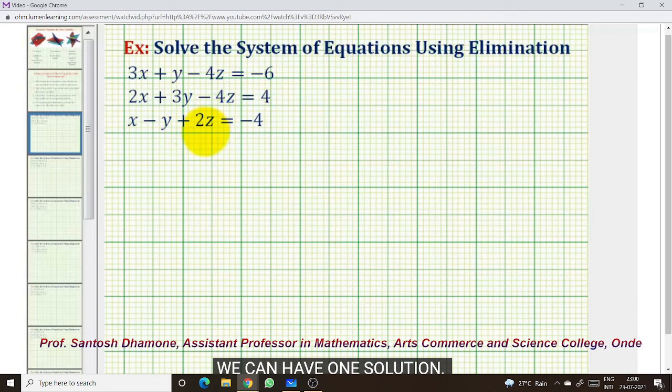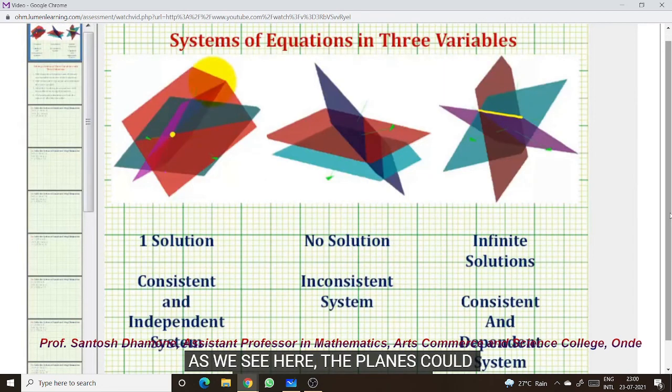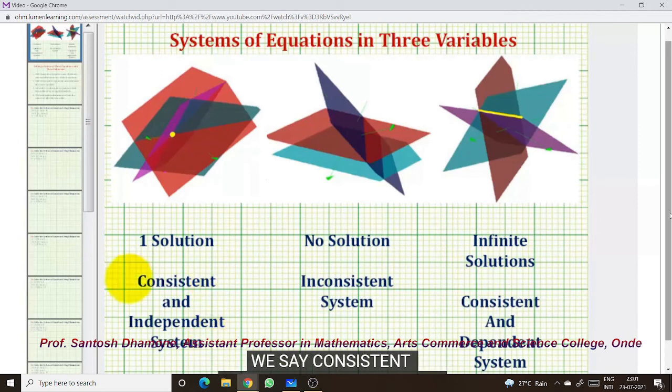So before we solve this, to get a better understanding of this, if we graph these in space, each of these would be a plane. So if we graph three planes in space, there are three possibilities. As we see here, the planes could intersect in one point, which means the system would have one solution. So we can say the system is consistent and independent. We say consistent because it has a solution, and independent because it has one solution.